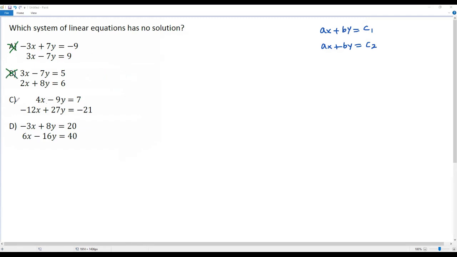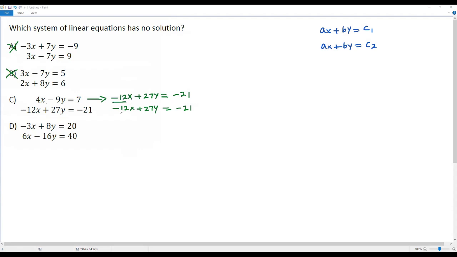Now let's consider the system in answer choice C. In the first equation, the coefficient of x is 4. In the second one, the coefficient is -12. Okay, now let's make this 4 as -12. For that, we have to multiply each term of the first equation by -3. Okay, now let me do it. -3 times 4x is -12x, and -3 times -9y is positive 27y equals -3 times 7, which is -21. We can take the second equation as it is, that is -12x + 27y = -21.